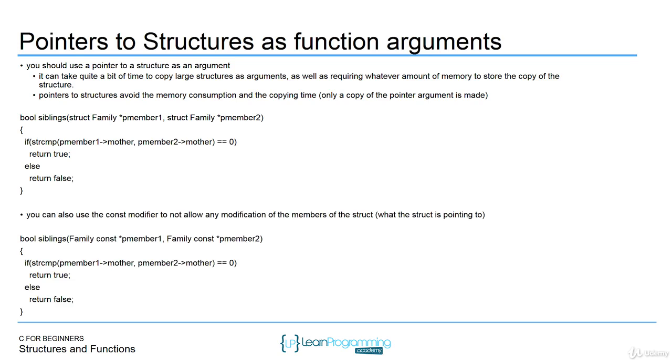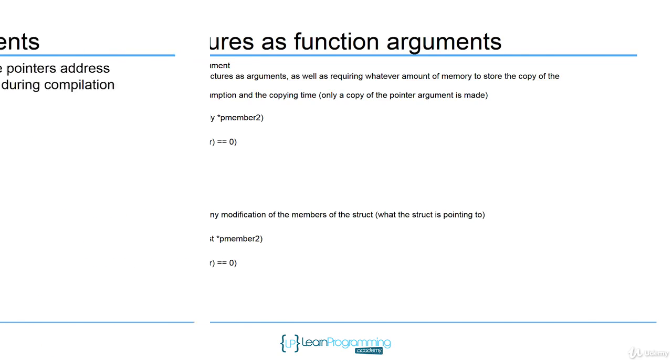You can also use the const modifier, as I mentioned, if you don't want to allow any modification of the members of the struct, what the struct is pointing to. Then you put the const before the pointer. You could put the const actually before family as well. In this case, family has a typedef, so here it would really be const struct family or struct family const pointer. And then again, acts is the same way. You're not modifying anything, so you're good to go. Compiler's not going to complain.